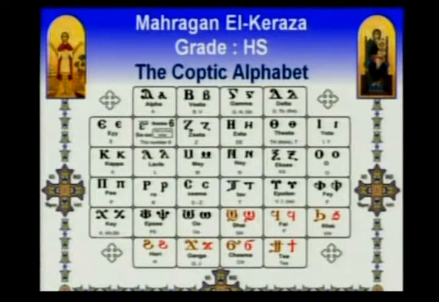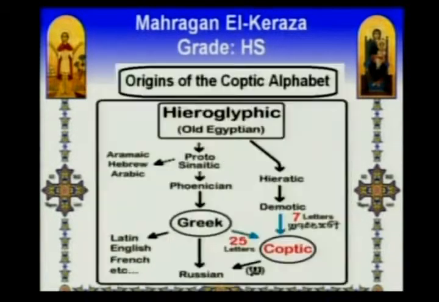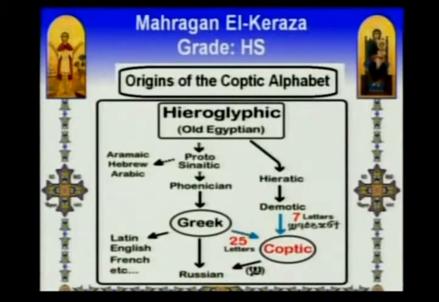This is the common Coptic alphabet, the Alpha Vita. And now here, this shows the origin of the Coptic alphabet. It has been explained in grade 6, 7, 8, but I'm going to briefly go over it again.